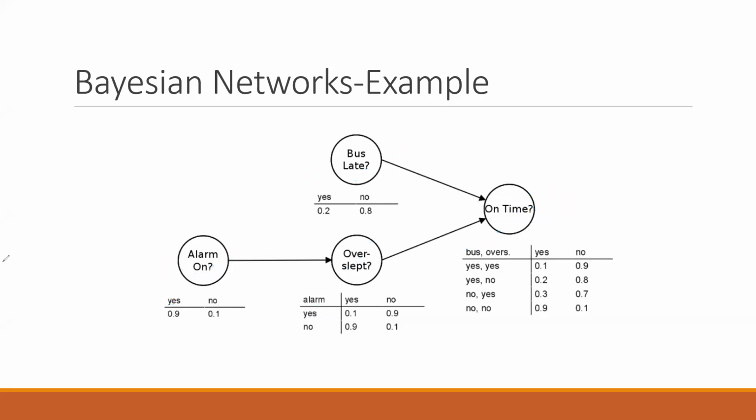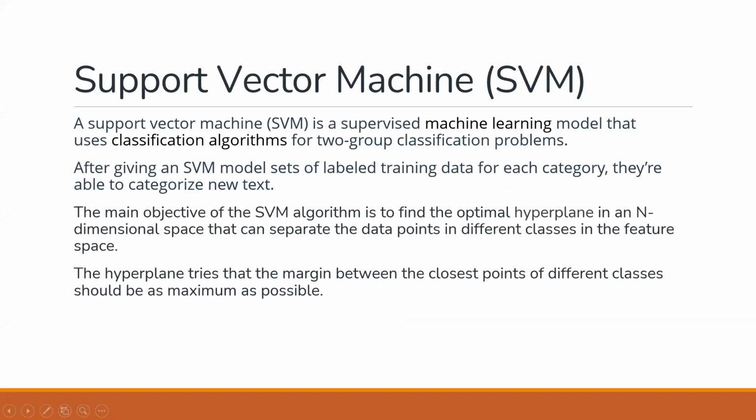Moving on to the next one, that is the support vector machine. What is a support vector machine? It is a supervised machine learning method which is used for classification algorithms for two-group classification. In this, we have different labels which are assigned target values, and the new data points are placed into the category in which the new label can lie. We have labeled training data, and we categorize the new text or new data point.